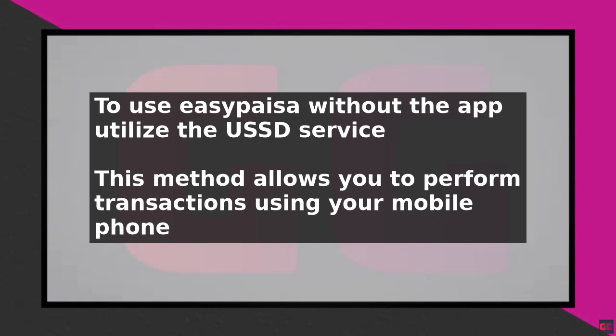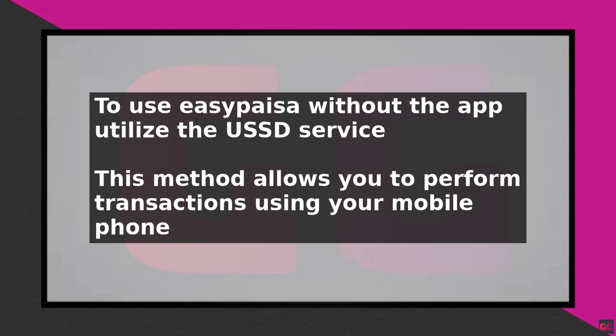To use EasyPesa without the app, you can utilize the USSD service provided by EasyPesa. This method allows you to perform various transactions using your mobile phone. First, you need to have a mobile account and ensure that it is registered with EasyPesa. To initiate the process, dial the EasyPesa USSD code, which is typically a specific number provided by EasyPesa.